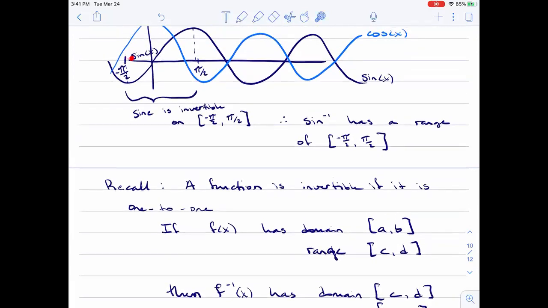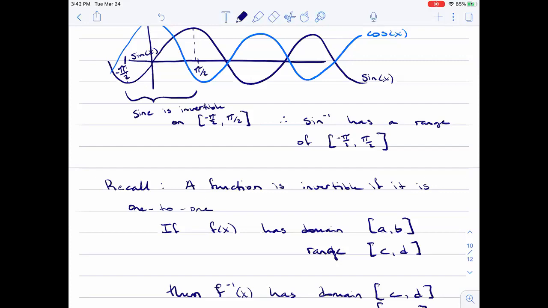So here, the domain that we're interested in for sine is going to be from -pi/2 to pi/2, and so sine inverse has a range of -pi/2 to pi/2. Yeah. And we're not going to bother too much with tangent.